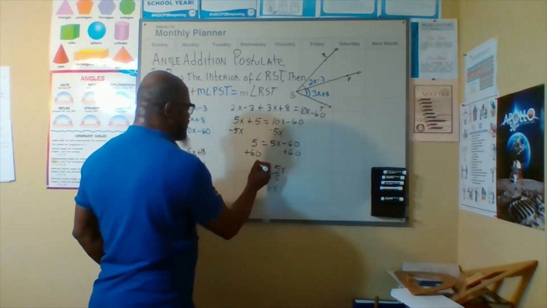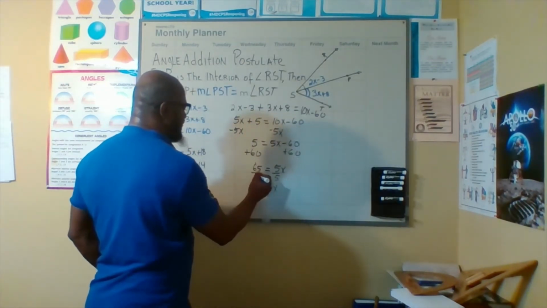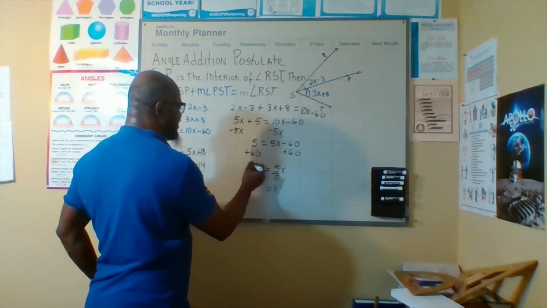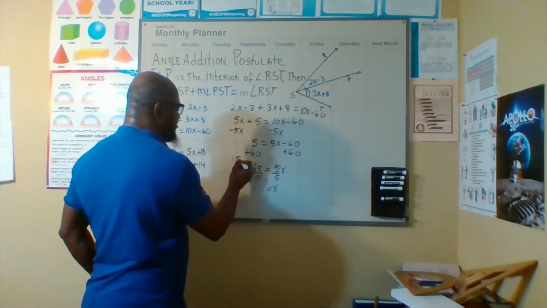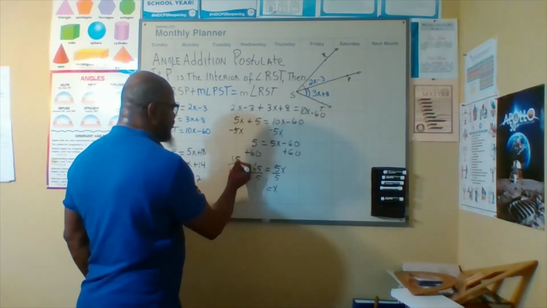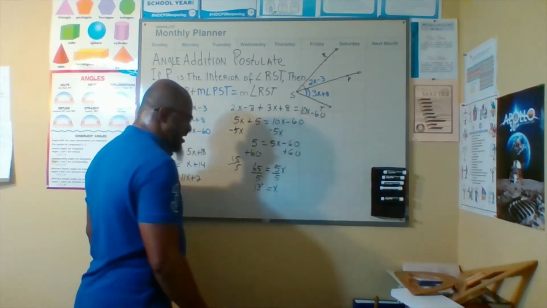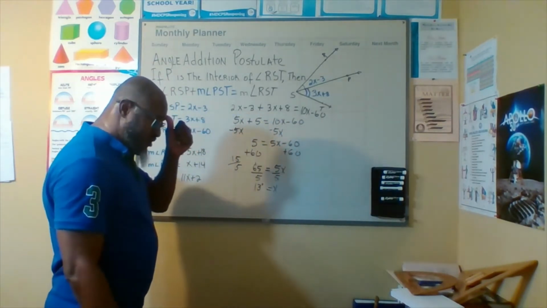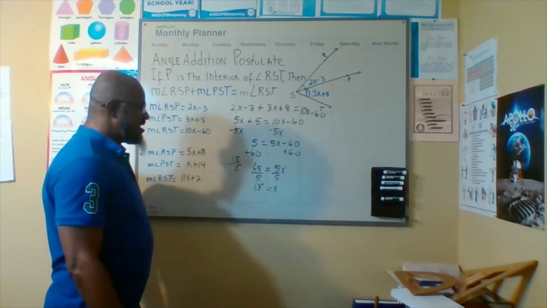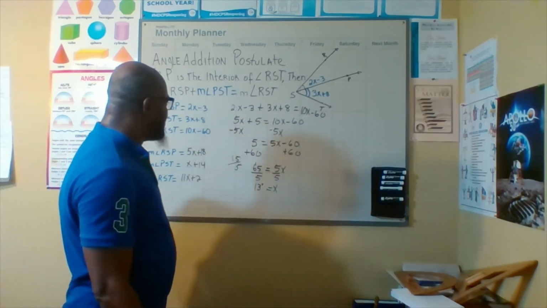5 goes into 6 once. 1 times 5 is 5. 6 take away 5 is 1. Bring down the 5, divide by 5. 5 goes into 15 3 times. In this case, x is 13 degrees. This only tells you how much x is. So we can find the angle measurements.